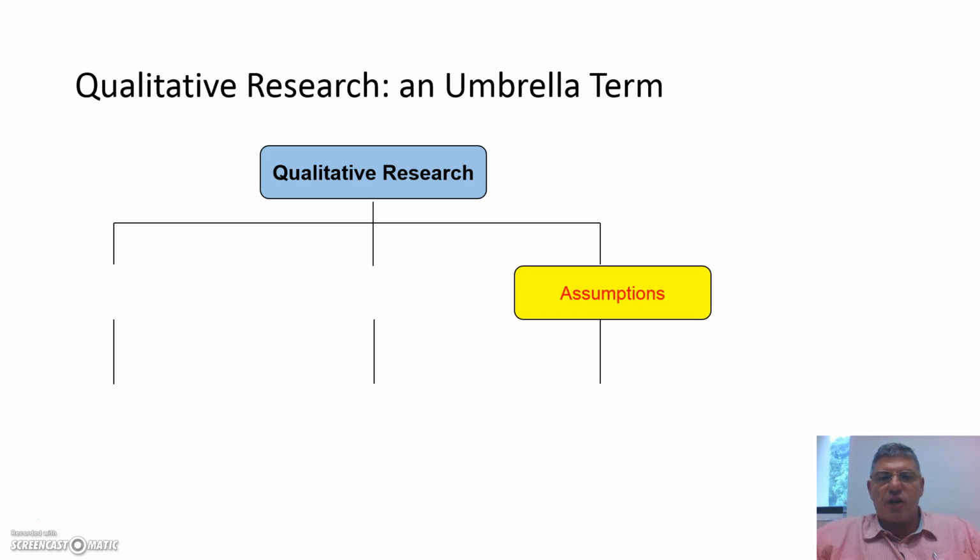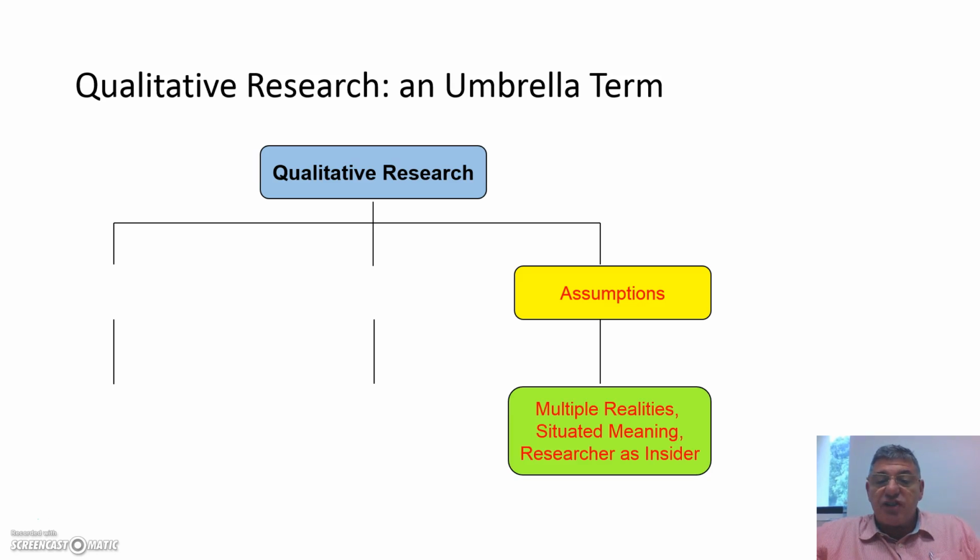Firstly, qualitative research makes certain assumptions in terms of paradigms. You may remember the interpretive paradigm, and you'll probably have made the inference that qualitative research is very much in the interpretive constructivist paradigm, because it makes certain assumptions about the nature of reality, the relationship of the researcher to subjects, and it takes the view that there are multiple realities, situated meanings. In other words, that reality is socially constructed by human actors, and this is a changing situation.